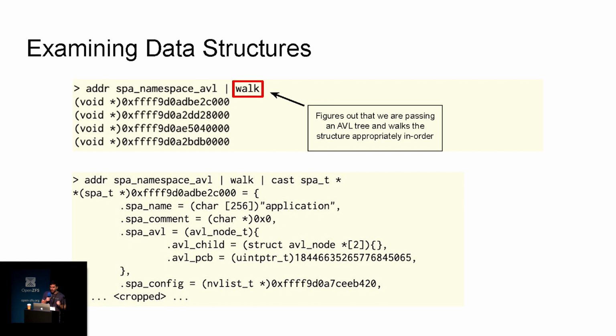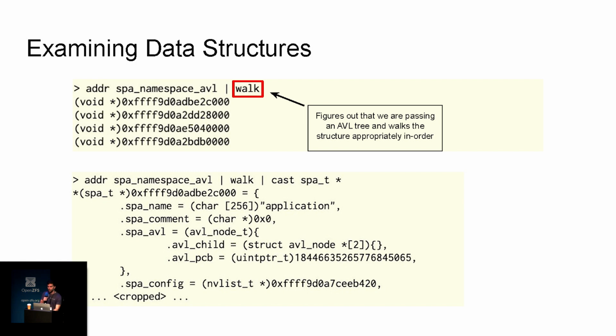And what's great about this is, like, definitely drawn from our experiences from MDB. On MDB, you would do something very similar, but you would say pipe walk avl. Actually, in SDB, we don't just pipe integers and pointers around. We just pass whole objects with their own state, like type information, addresses, values, symbol names, and things like that. So walk can actually figure out that, hey, I'm being passed an AVL tree, and I'm going to walk it appropriately. So in this case, we see that we have 4 nodes in our spa_namespace_avl.